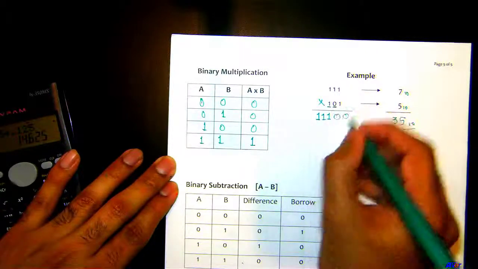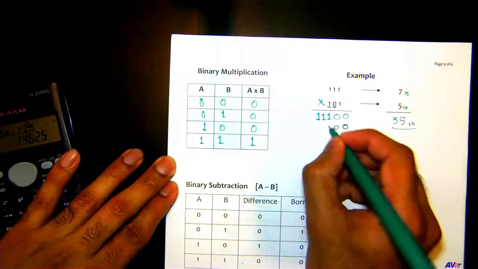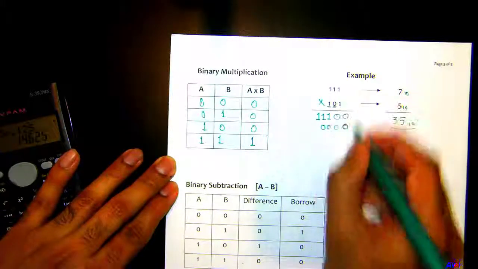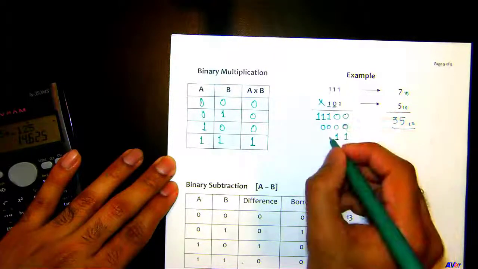Moving on to this one. Because of its position, I'm going to have to add 0 here. 0 times anything is all going to be 0. And then 1 times 1 is 1. 1 times 1 is 1. And then 1 times 1 is 1.